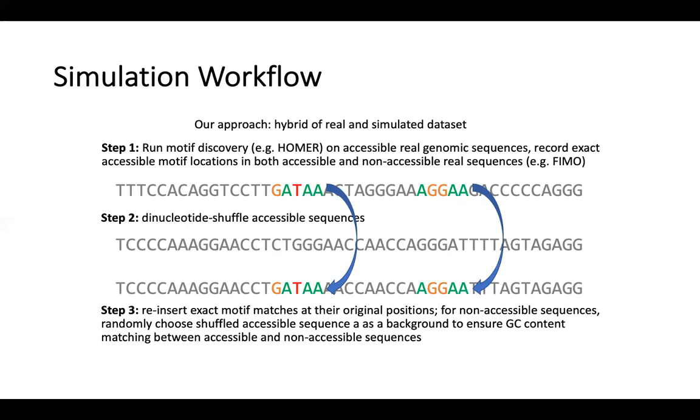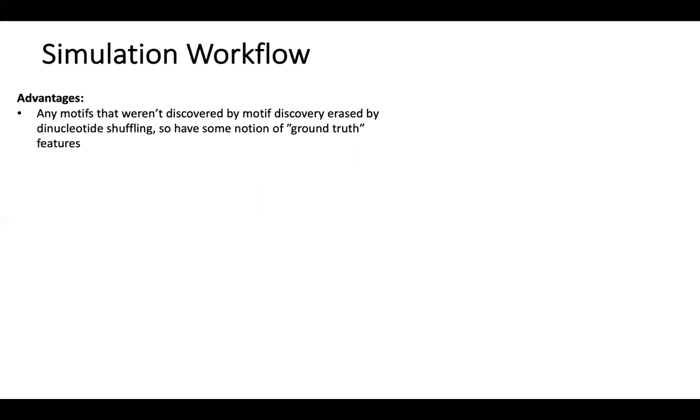For negative sequences specifically, we randomly chose a shuffled positive sequence as a background to ensure GC content matching between positive and negative sequences. The advantages of this approach are that any motifs that weren't discovered by motif discovery are erased by dinucleotide shuffling, so we have some notion of ground truth features. Additionally, real motifs at their original positions model complex cooperative TF binding patterns.